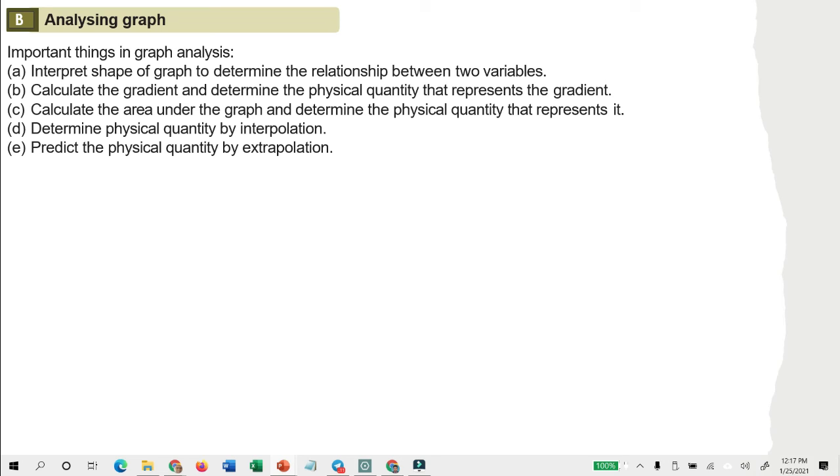And then we can find the physical quantity by interpolation or extrapolation. Definitely you have learned about these two techniques, interpolation and extrapolation. Later we will be discussing questions related to all these five things.